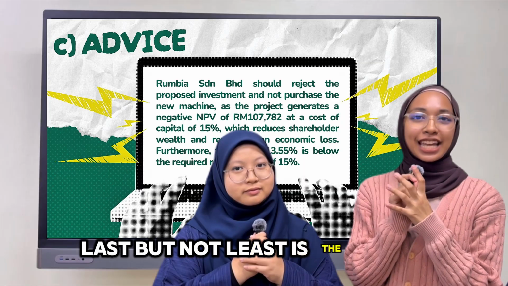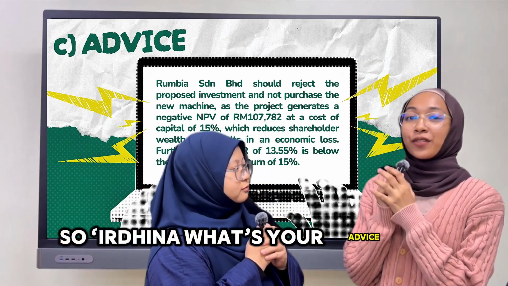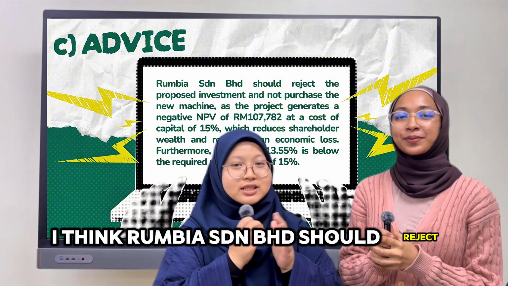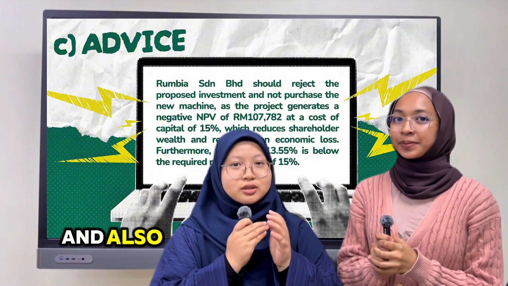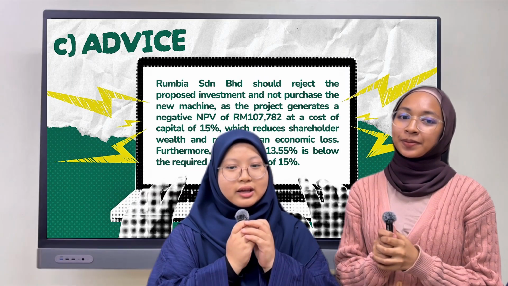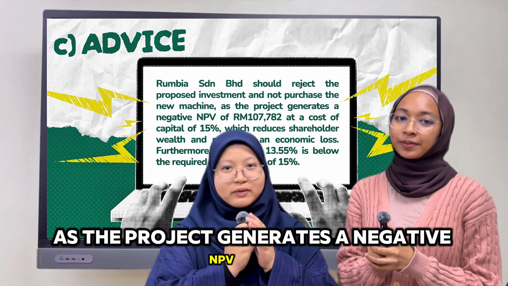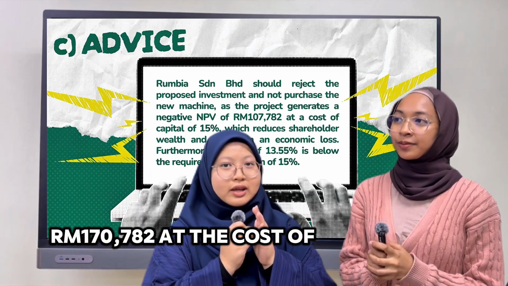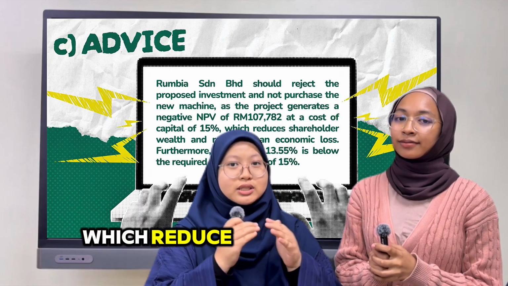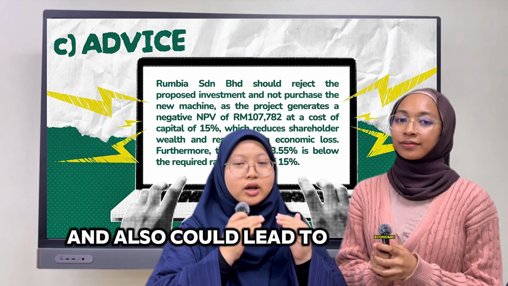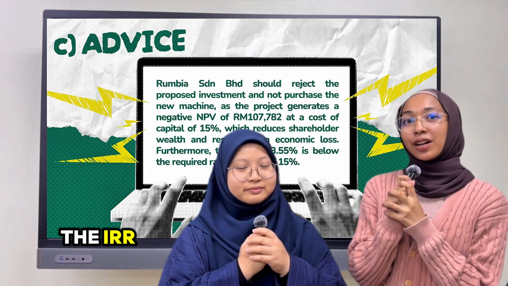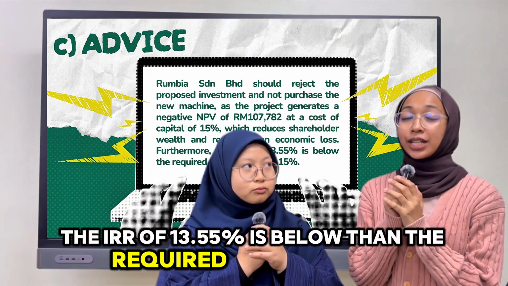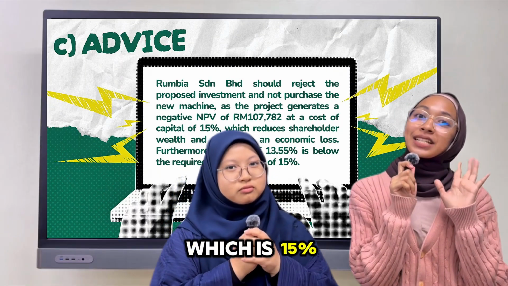Last but not least is the advice. So Irina, what's your advice for Rumbia Sudan Berhad? Well, for me, I think Rumbia Sudan Berhad should reject the proposed investment and should not purchase the new machine as the project generates a negative NPV of RM170,782 at a cost of capital of 15%, which reduces the shareholder wealth and could also lead to economic loss. Furthermore, the IRR of 13.55% is below the required rate of return, which is 15%.